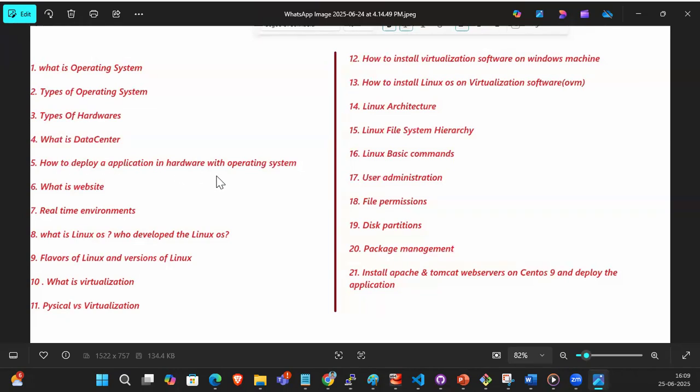Then what is a data center? What is a website? Real-time environments. So what is the Linux OS? Who developed the Linux OS? Flavors of the Linux OS. What is virtualization?